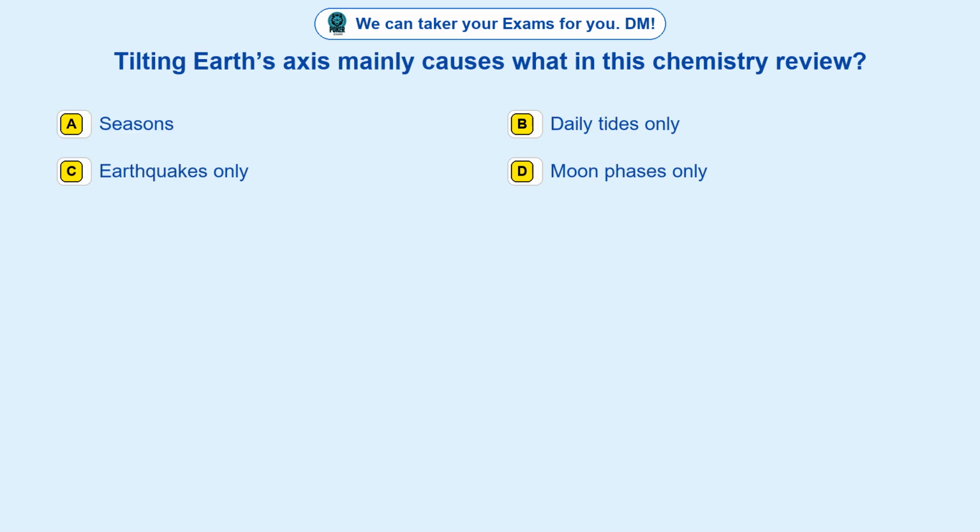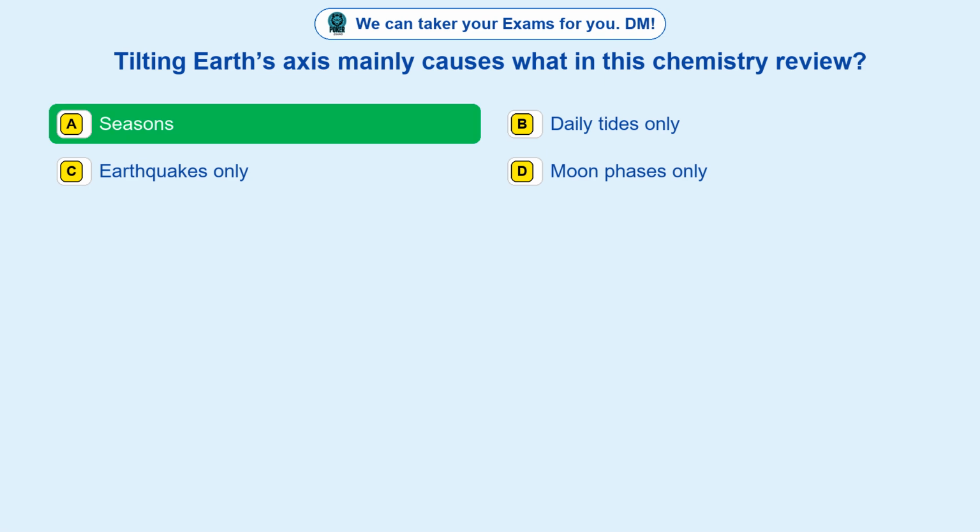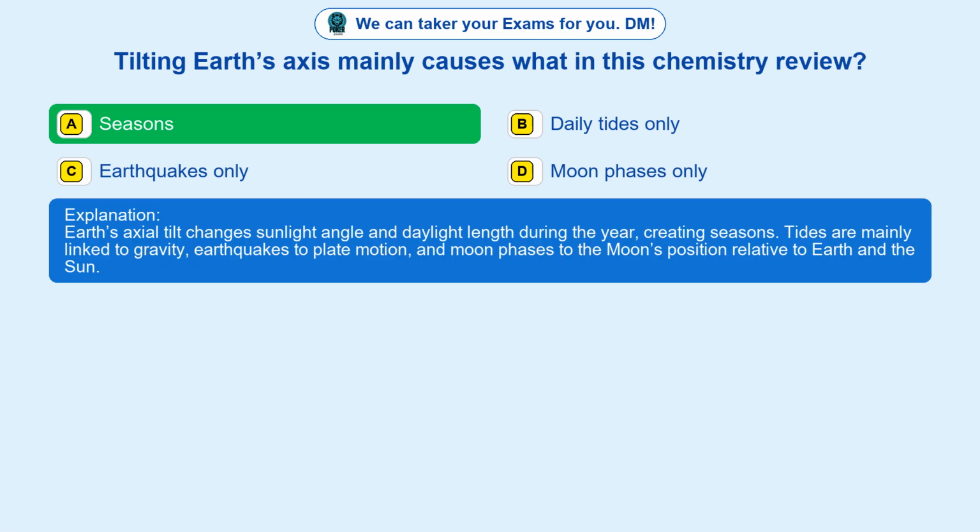Question 89. Tilting Earth's axis mainly causes what in this chemistry review? Option A, seasons. Option B, daily tides only. Option C, earthquakes only. Option D, moon phases only. The correct answer is option A. Seasons. Earth's axial tilt changes sunlight angle and daylight length during the year, creating seasons. Tides are mainly linked to gravity, earthquakes to plate motion, and moon phases to the moon's position relative to Earth and the Sun.